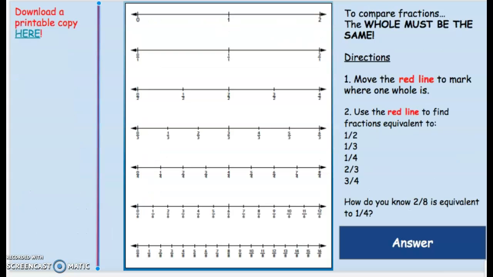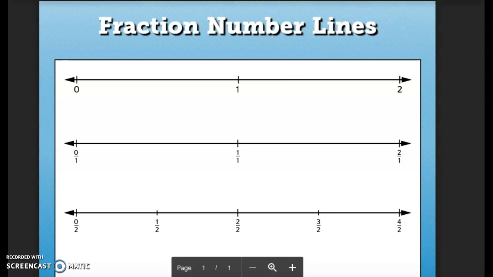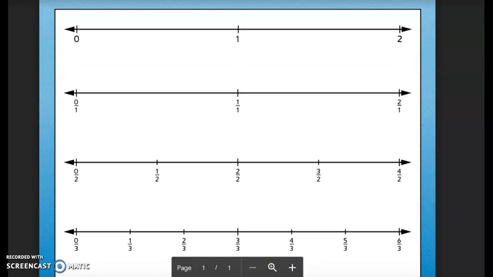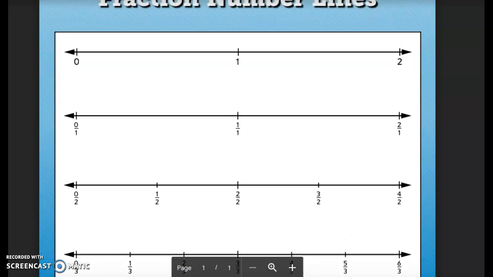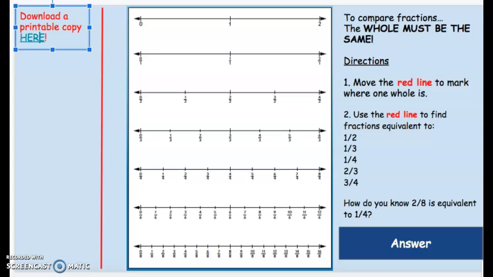Now let's look at equivalent fractions on the number lines. Again, if you want, you can print a copy of this chart by clicking here. This will give you a version that you can print out on your own. If you do print this out, you will need a ruler, a pencil, or another straight edge object to be your line to help find the equivalent fractions. To compare fractions, the whole must be the same.